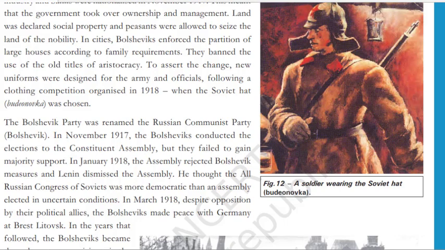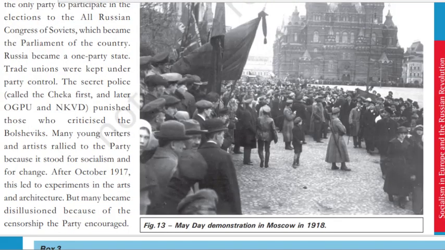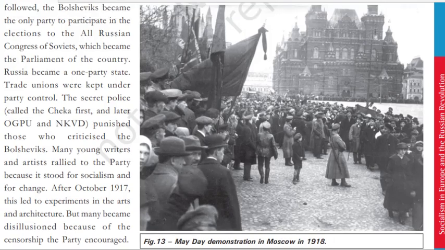In the years that followed, the Bolsheviks became the only party to participate in the elections to the All-Russian Congress of Soviets, which became the parliament of the country. Russia became a one-party state. Trade unions were kept under party control. The secret police called the Cheka first, and later OGPU and NKVD punished those who criticized the Bolsheviks.